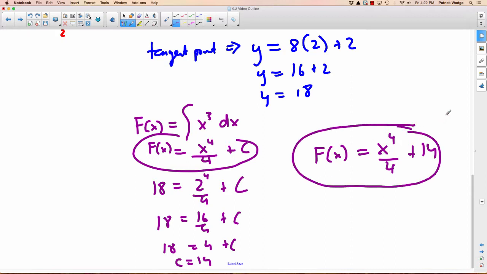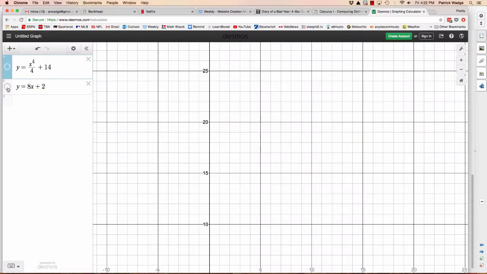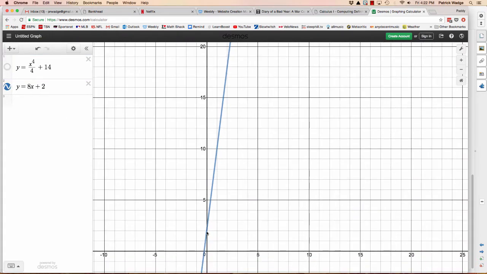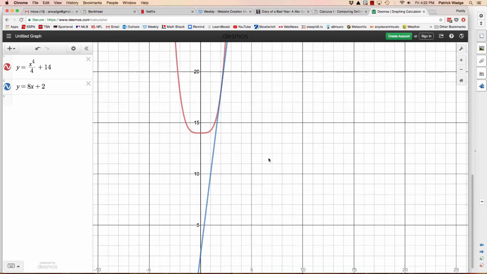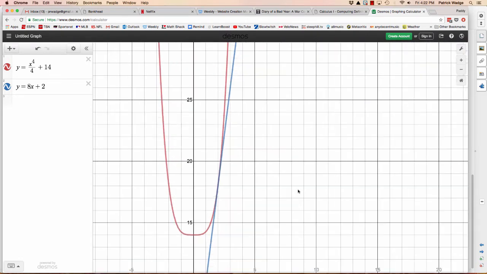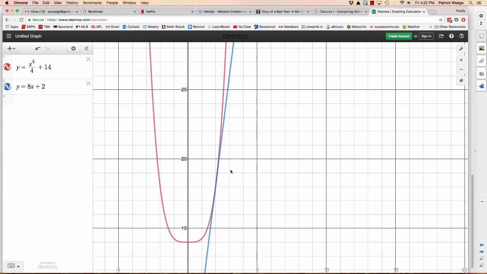Okay, now let's just make sure this is correct. I've drawn a couple things here. First of all, I have that line that we talked about, y equals 8x plus 2, there it is, right? It goes through 2, that's the y-intercept, and it has a slope of 8: 1, 2, 3, 4, 5, 6, 7, 8 over 1, yep, perfect, that works. And then here's the graph of the function that we just discovered. This is our answer to the question we just did, this red one right there. And it looks good, looks like they are tangent to each other.